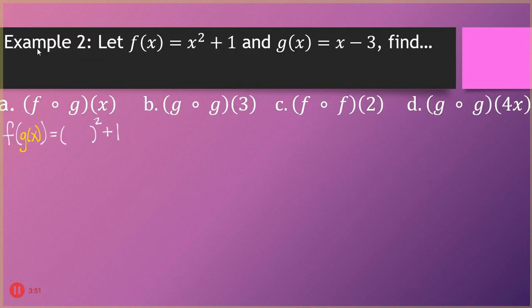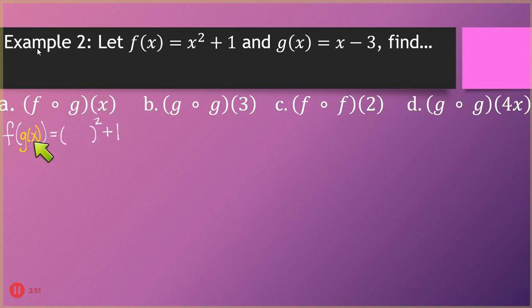So let's look at example 2. In example 2, we're using two different functions. F of x equals x squared plus 1. G of x equals x minus 3. So I'm going to start by finding f of g of x.